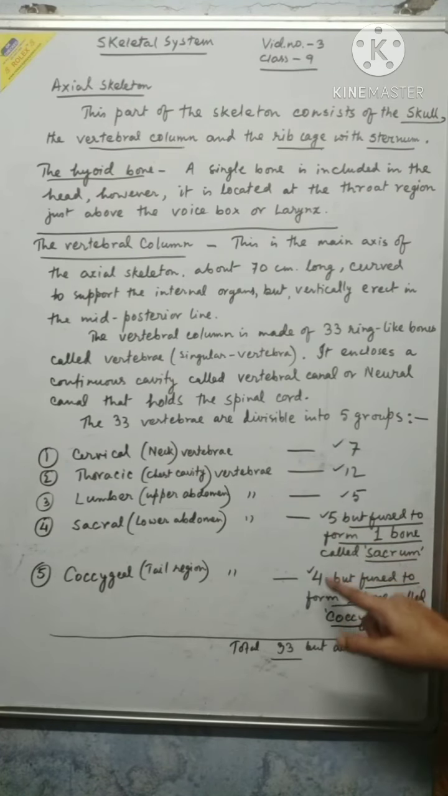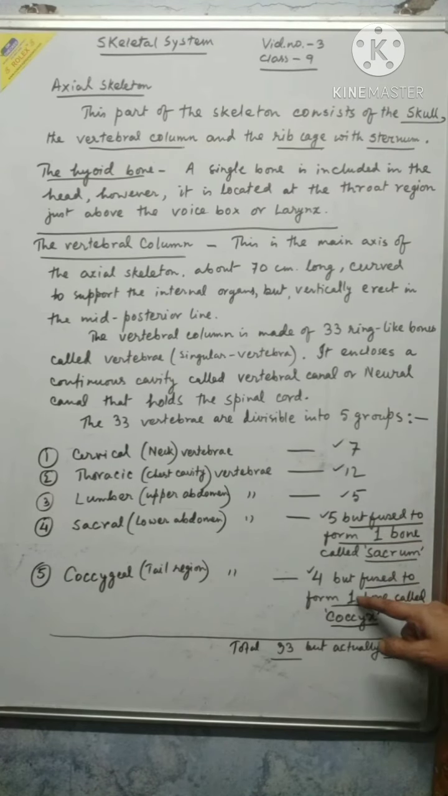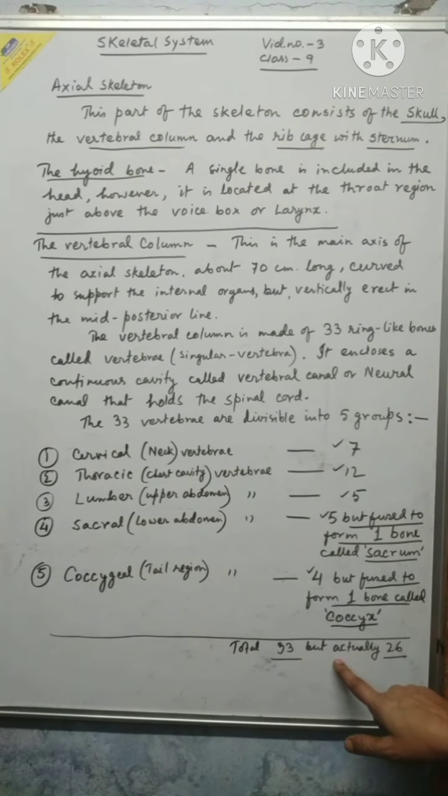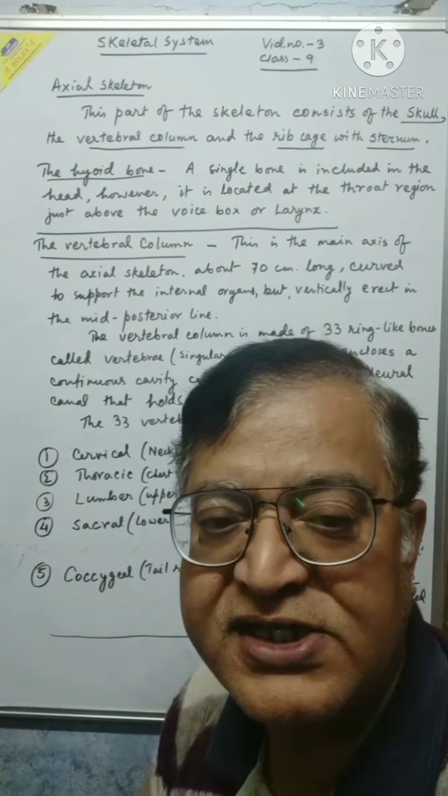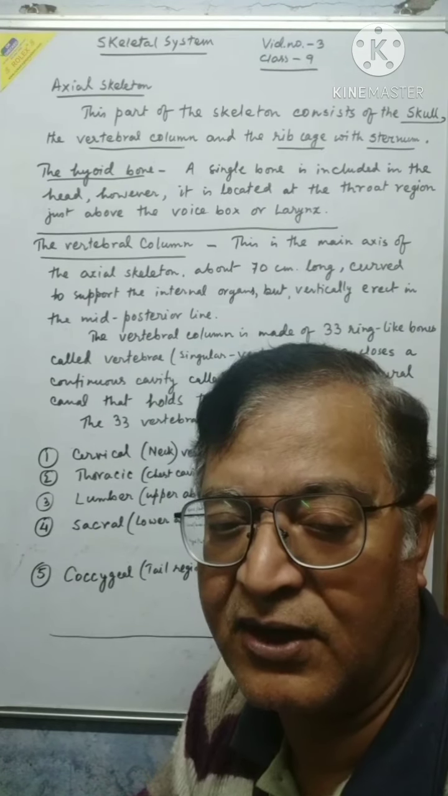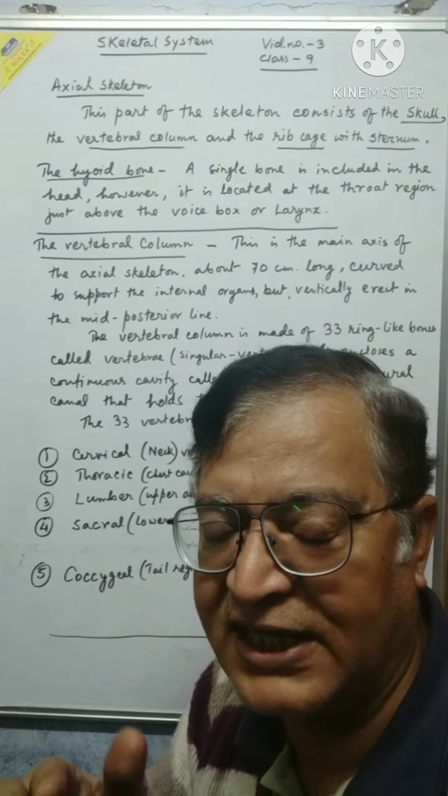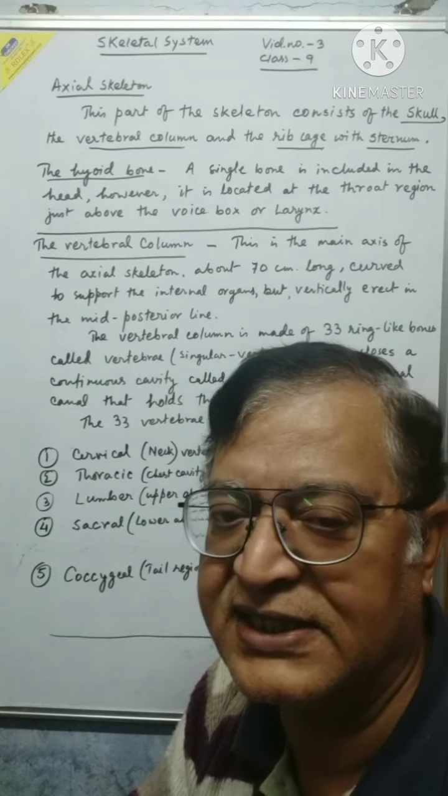So this 5 plus 4, that means 9 bones, are converted into 1 plus 1, 2 bones. So up to here if you add, it is 24. But then you have to add 2, 24 plus 2, 26. Total 33, but actually you are getting 26 bones in the vertebral column. So this is the outline of the vertebral column. The details of each vertebra are slightly different in the neck region, thoracic region, lumbar region, etc. We will discuss that in the next video.